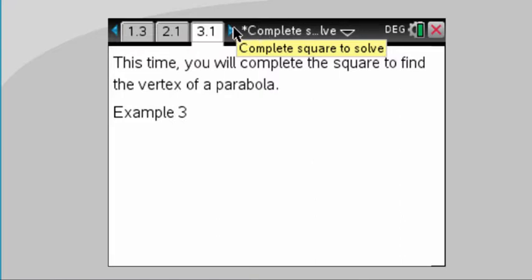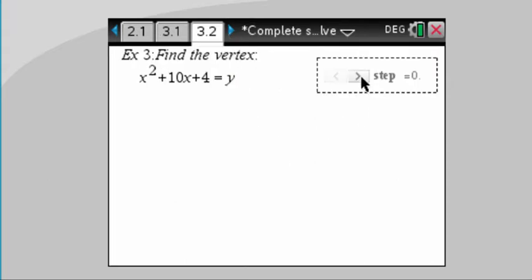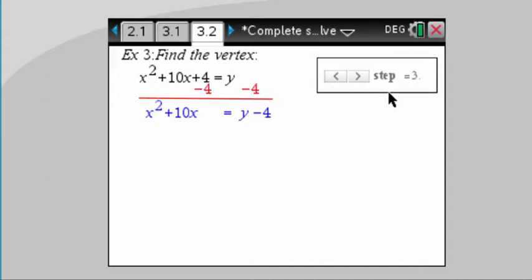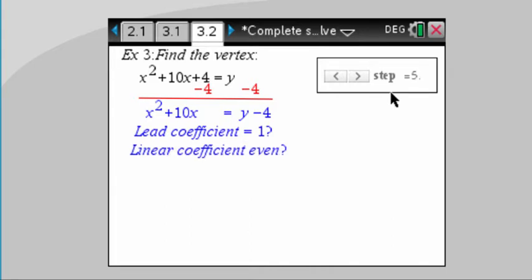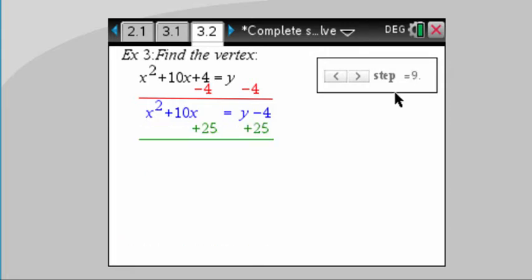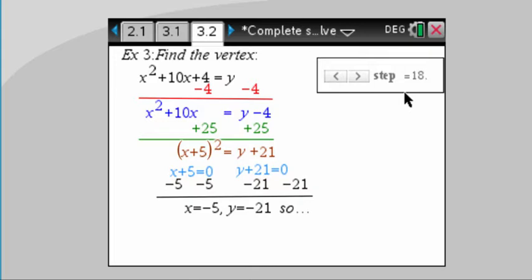Oops, no graph. This time, complete the square to find the vertex of a parabola, so different purpose. Find the vertex. Guess what? Move the constant to the other side. Complete the square. Lead coefficient 1, linear coefficient even, half of 10, 5 squared, add 25. Simplify the right, factor the left, set each side equal to 0. That's our vertex, -5, -21.